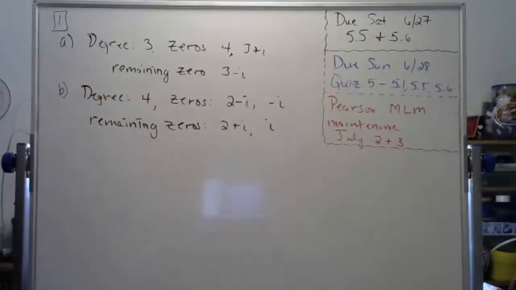So again, only the sign on the i is changing. And that's it. You found the remaining zeros. So that's the beginning of your homework. Any questions or comments about that?